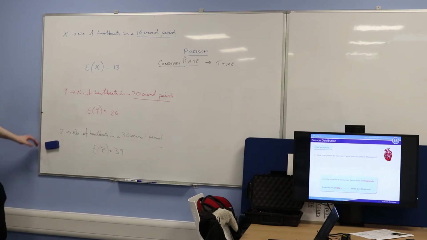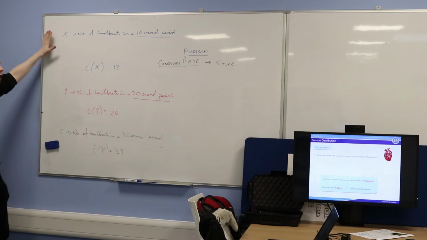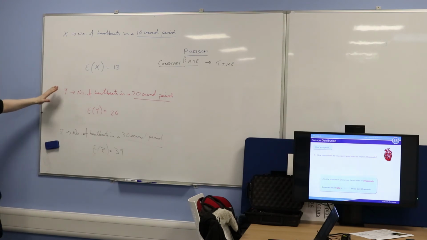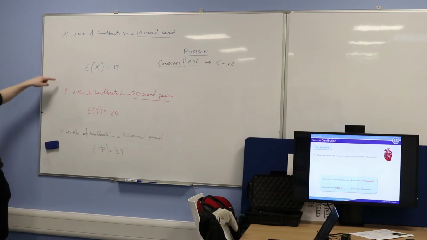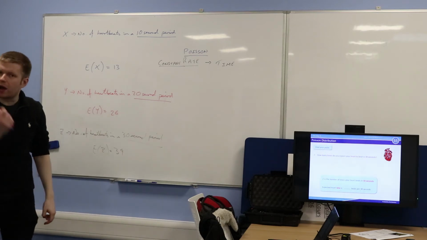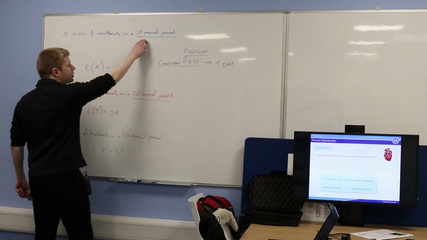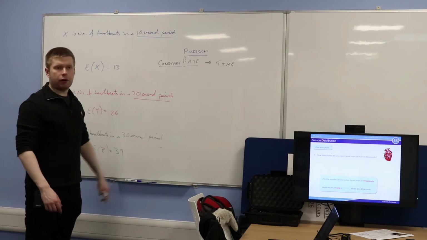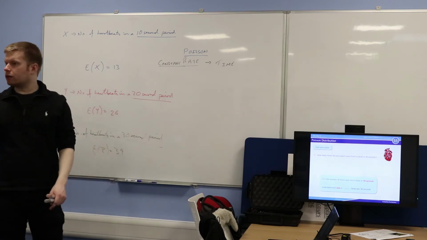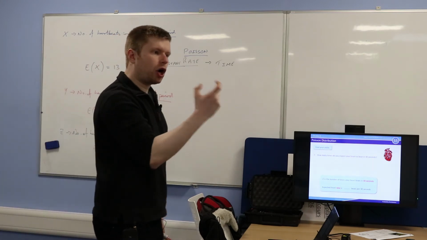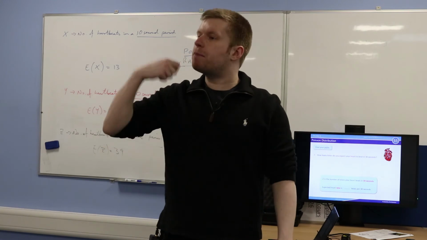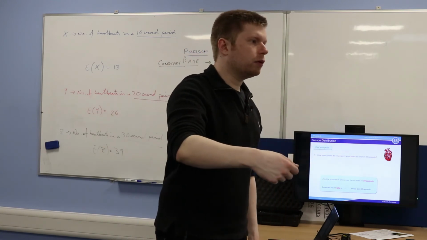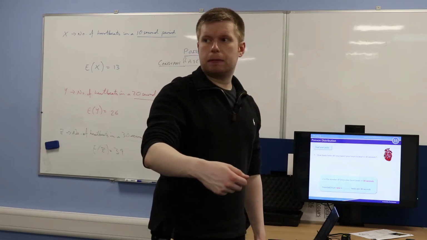But you notice that x is a different random variable to y, which is a different random variable to z. Do you notice that? Because in my definition of the random variable, I have to define the time period that I'm looking at. So is it a 10-second period? Is it 20 seconds? Is it 30 seconds? As soon as I change that time period, it becomes a different random variable. Does that make sense?